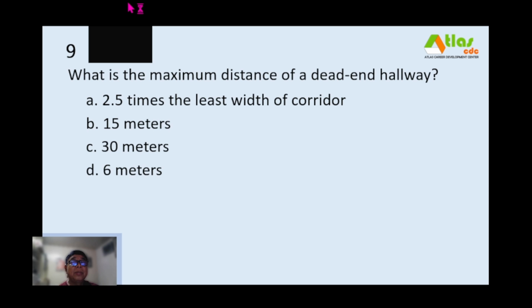Number 9. What is the maximum distance of a dead-end hallway? A. 2.5 times the least width of corridor. B. 15 meters. C. 30 meters. And D. 6 meters.